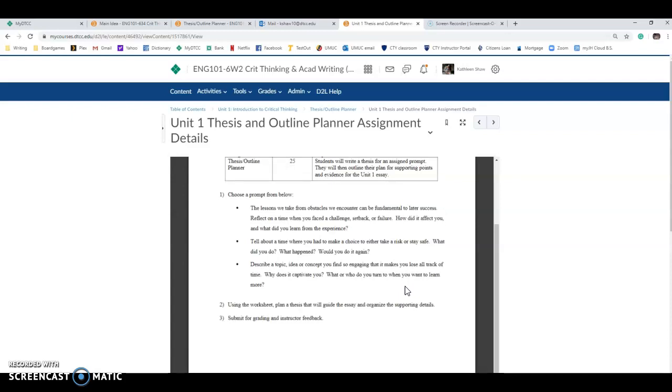If we're going to talk about the second one and break it down, tell about a time where you had to make a choice to either take a risk or stay safe. All right, so here we're starting straight from the get-go. Our first instruction is to tell about a time where you had to make a choice to either take a risk or stay safe. That should be the basis of your first paragraph.